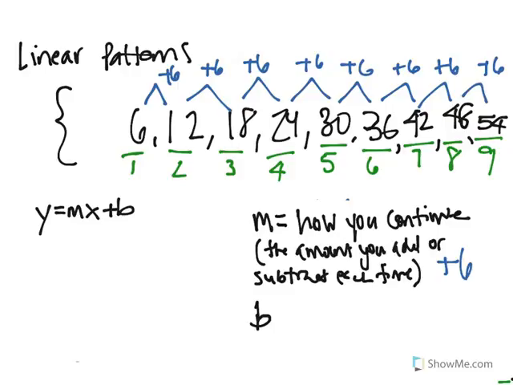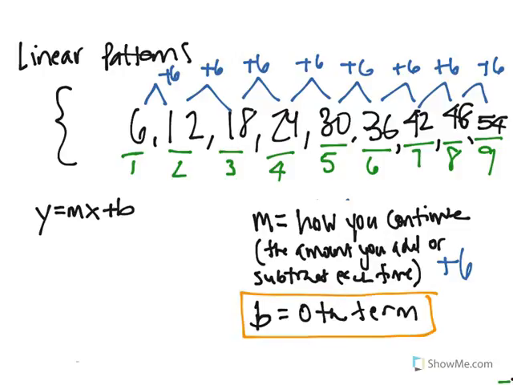B is going to be the 0th term. You're probably thinking to yourself, excuse me, what is a 0th term? How could you have a 0th term? It's basically the term that comes before the first term in the line. So it's going to be the 0th term. So all you need to figure out is what number you started with in order to get to 6. So what number did we start with, add 6 to, in order to get to 6? It had to be 0, right?